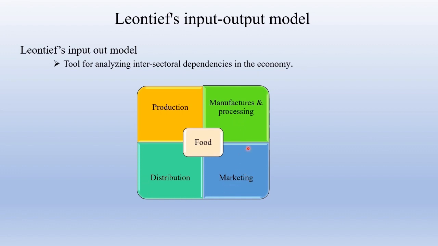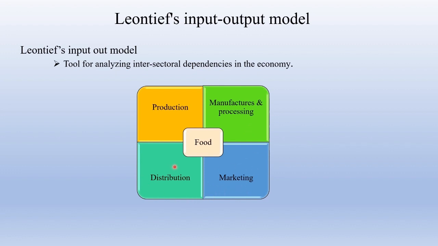Production मतलब producing the food. Manufacturing and processing मतलब treating the food. Turning fresh food into food products, like wheat grain to wheat flour or even ready-to-eat food like chapatis, rotis, etc. Marketing मतलब advertising the food. Distribution मतलब getting the food to the consumer.